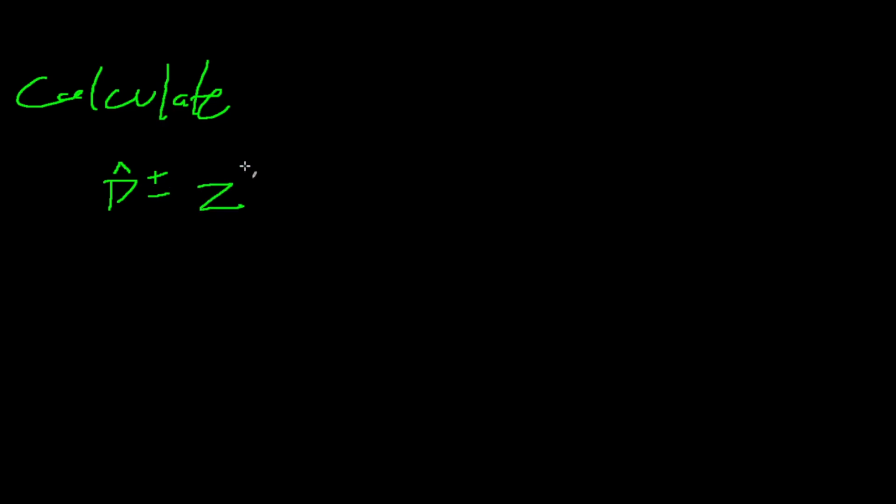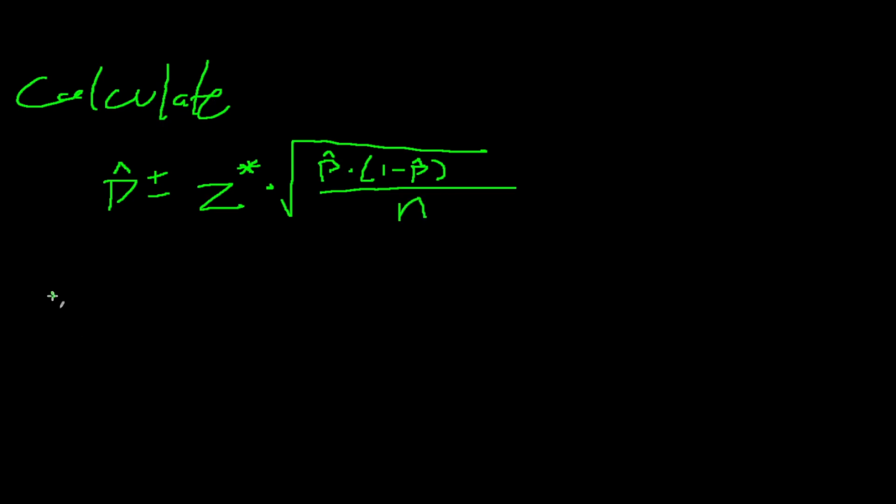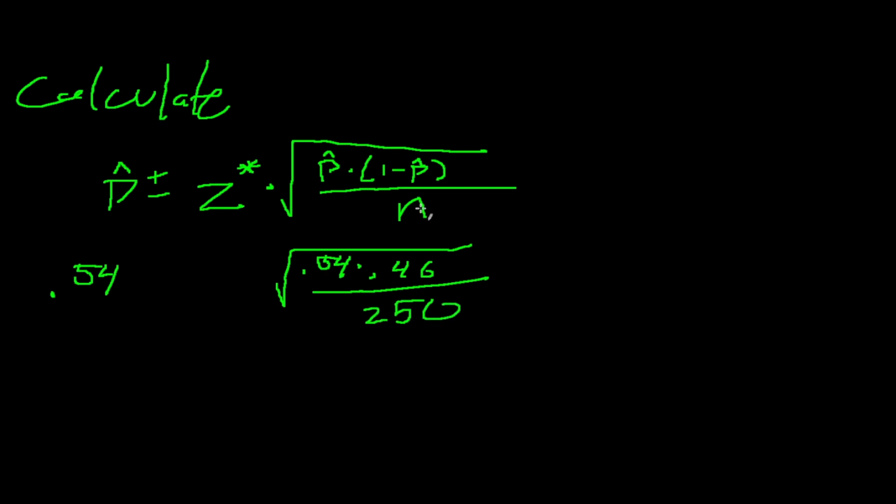The formula that we need to use to find the interval is p hat, that's the statistic we found earlier, plus or minus z star, I'll go over that in a minute, times the standard deviation, which is the square root of p hat times 1 minus p hat over n. P hat is 0.54 times 0.46 over 250. That's how many people we have. But what is this z-star? Z-star is going to be our z-score that we're multiplying the standard deviation by.